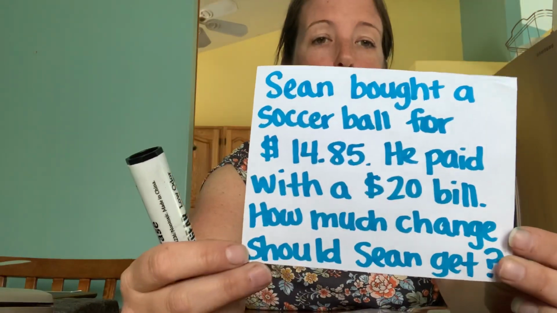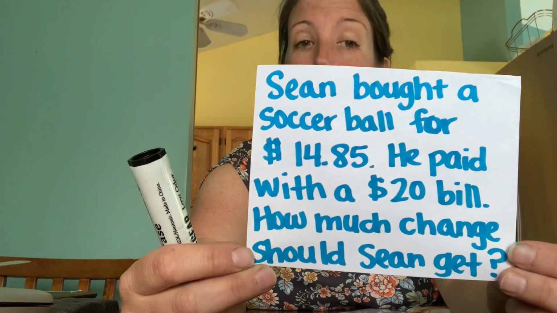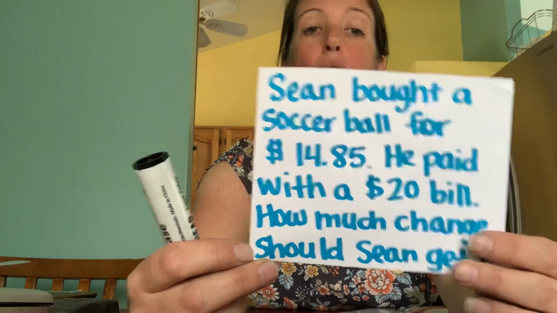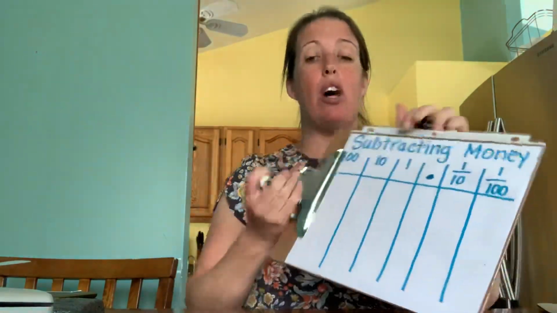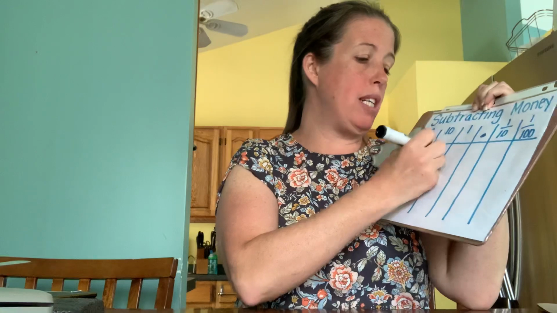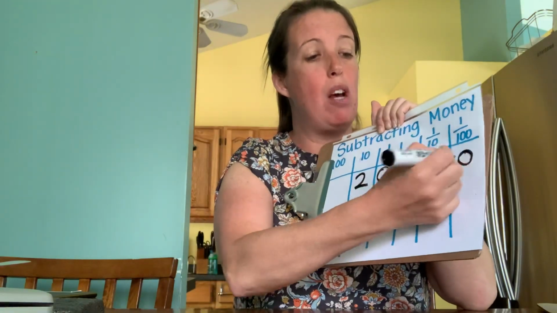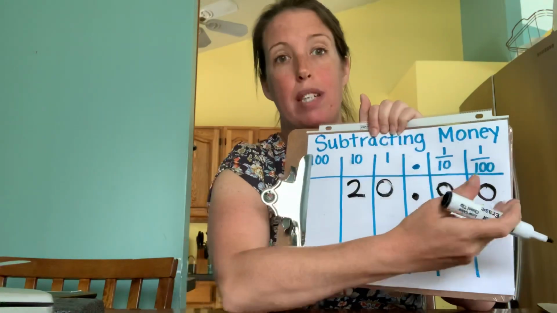So Sean bought a soccer ball for $14.85. He paid with a $20 bill. How much change should Sean get? So here is $20, but I still want to take it to my hundredths place since I'm subtracting $14.85. So here's my $20. To bring it to my hundredths place, I'm going to add my decimal point and my 2 zeros. So I didn't change the value of the 20, I just increased the place values.